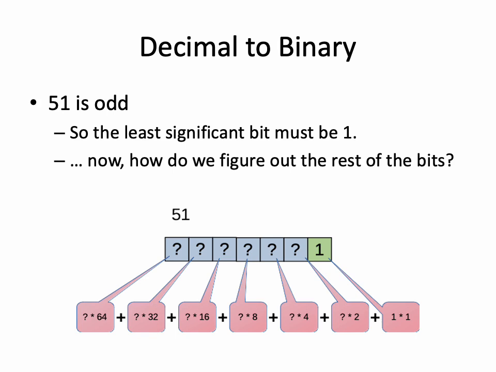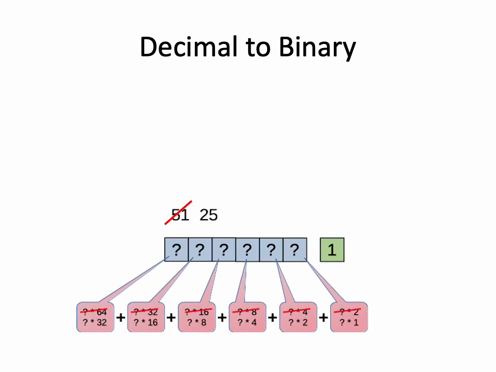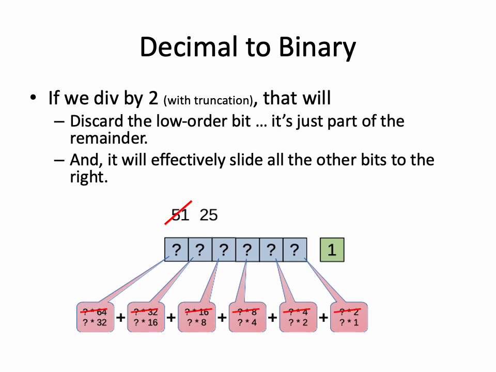Now, how do we figure out the rest of the bits? I'm going to divide by 2, and that leaves me with 25. The remainder, by the way, is the thing that went in that spot, 1, right? Because 51 is 25 times 2 plus 1. So if I divide by 2, the remainder goes in that last spot, and that's going to give me 25. What it effectively does is slide all the other bits over so that we can continue this process.